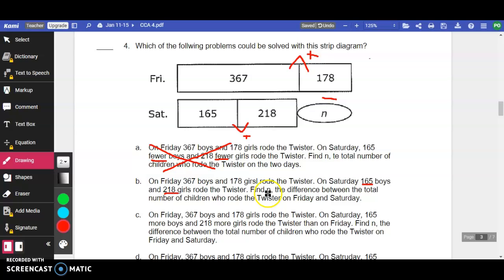Next, find n, the difference between the total number of children who rode on the Twister Friday and Saturday. Is this correct? Yes. It's asking us to find the difference between Friday and Saturday, which we see here is n. That is why B was the correct answer.